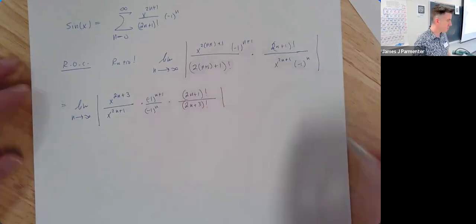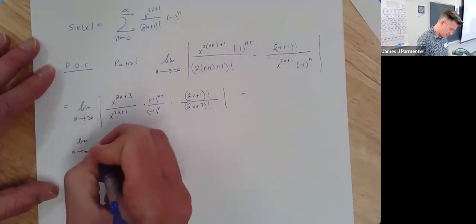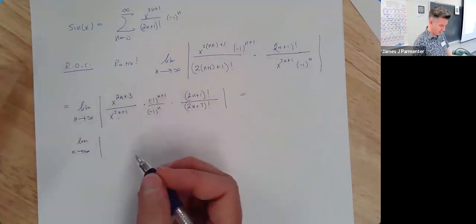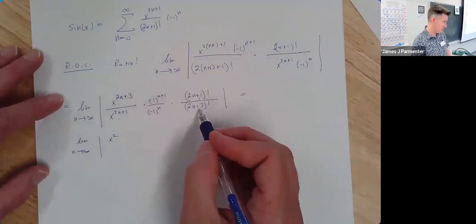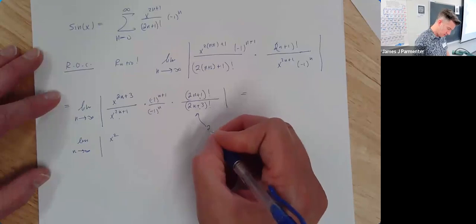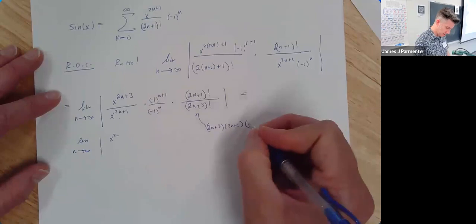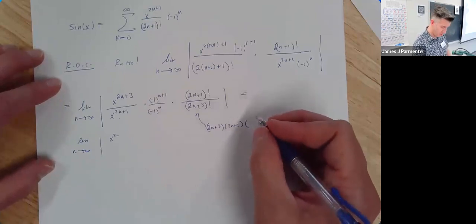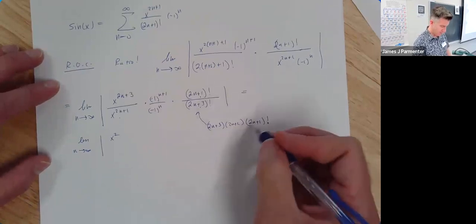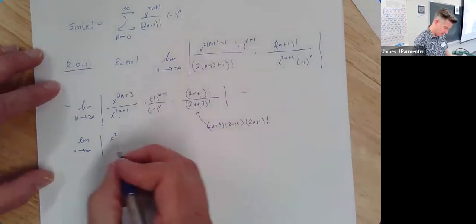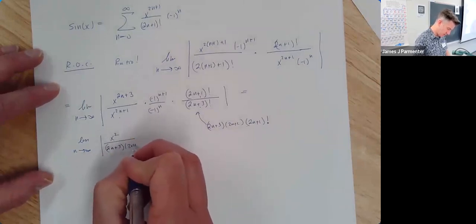Okay, here's what we get. Limit as n goes to infinity of x to the 2n plus 3 over x to the 2n plus 1. Subtract the powers, you get x squared. And 2n plus 1 factorial over 2n plus 3 factorial. Well, 2n plus 3 factorial is 2n plus 3 times 2n plus 2 times 2n plus 1, and all the rest. The rest of that is 2n plus 1 factorial. So the 2n plus 1 factorial will cancel with 2n plus 1 factorial, and you're left with 2n plus 3 times 2n plus 2 in the denominator.